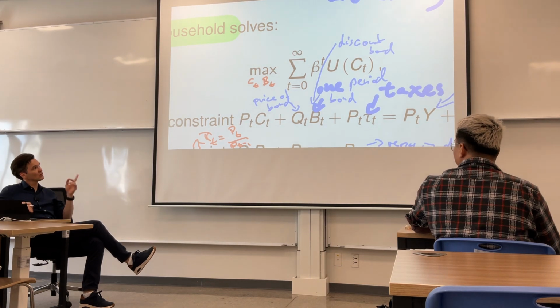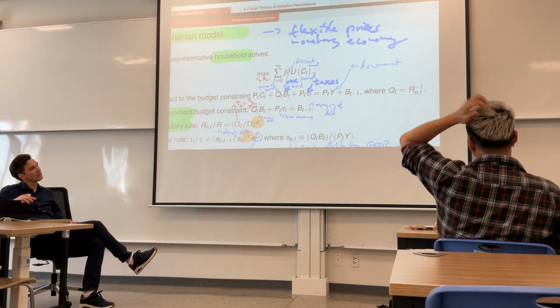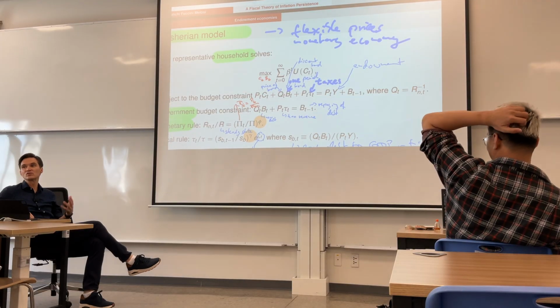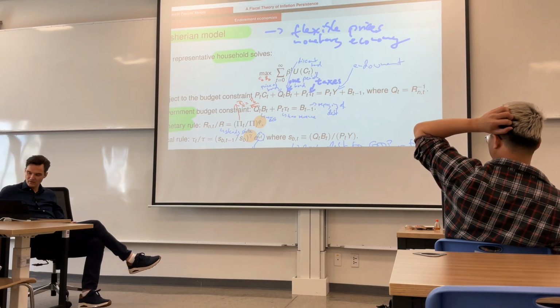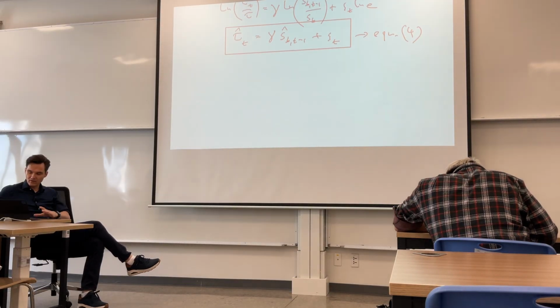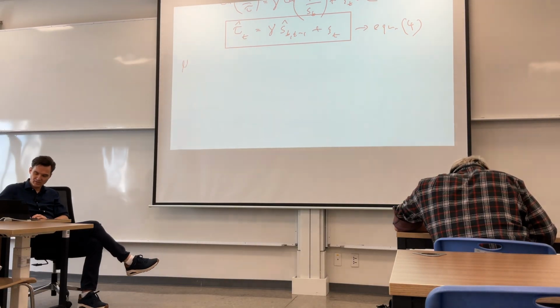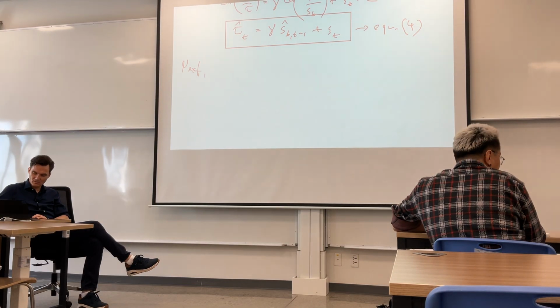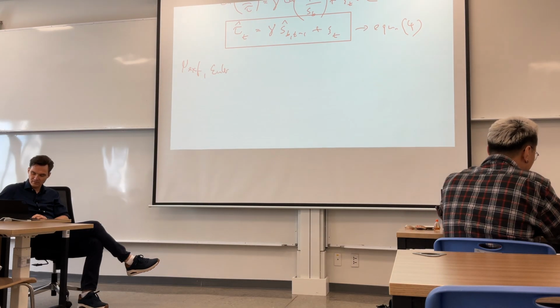So now what we're going to do is we're just going to write down the Lagrangian problem of this household. And then we take first order conditions. So let's write this down and let's get to the Euler equation. So next we're going to do the Euler equation.